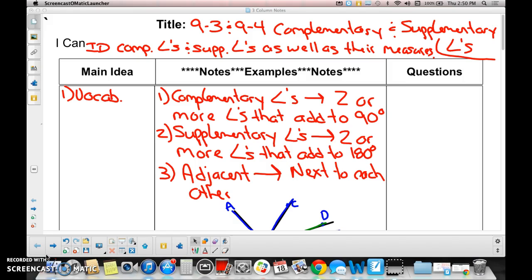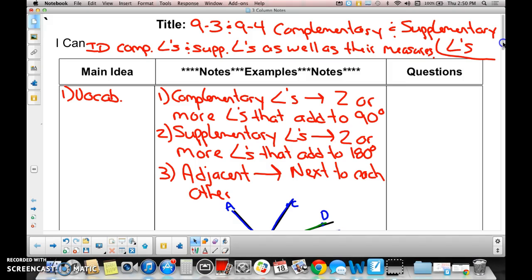Really important question. When you are identifying complementary or supplementary angles, do they have to be next to one another? No. As long as they add up to 180, or as long as they add up to 90, depending if you're talking supplementary or complementary, they do not have to be touching. A lot of people get confused by that.